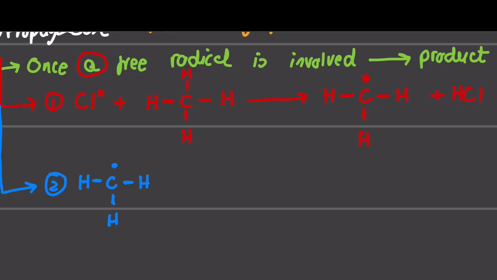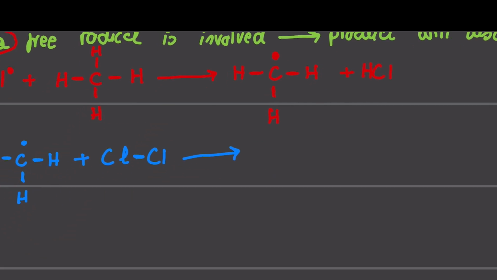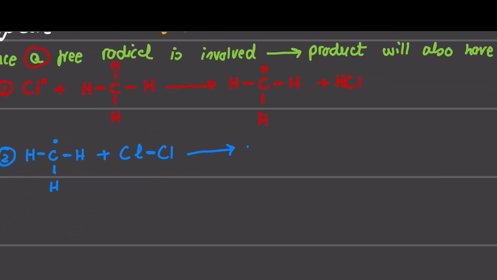So this free radical goes and attacks another compound. It could be anything, but let's just go with a Cl-Cl. It attacks the Cl, and what it does is actually steal a Cl and attach it over here. It steals a Cl and attaches it next to itself. So let's just quickly draw it out.